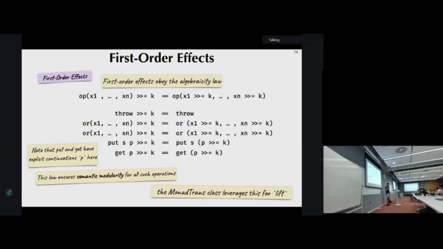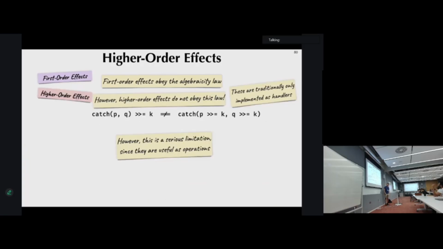And tying back to what we said earlier on, all of the monad transformers stuff can live for free. But higher order effects don't obey this algebraicity law. So catching is an example of a program like that. Basically the idea of catching is you run a program P. If it succeeds, you just carry on with K. If it fails, then you want to do Q.